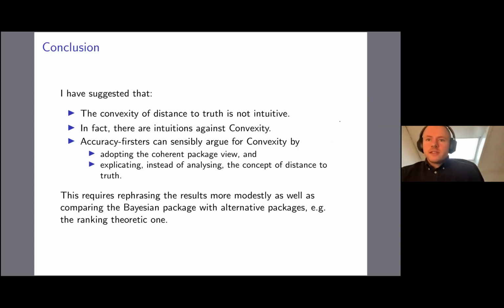So let me conclude. I suggested convexity of distance to truth is not intuitive. In fact, it might be counterintuitive, but accuracy firsters can sensibly argue for convexity by adopting the coherent package view, in which they can presuppose acceptance of the Bayesian norms. And because convex measures of inaccuracy deliver a normative foundation for the accepted Bayesian norms, we can argue that a convex characterization of inaccuracy is a good explication, not analysis, of the concept of distance to truth. This requires rephrasing the results a bit more modestly, and it requires comparing the Bayesian package with alternative packages. But given the considerations I've put forward in this talk, this is more or less inevitable.